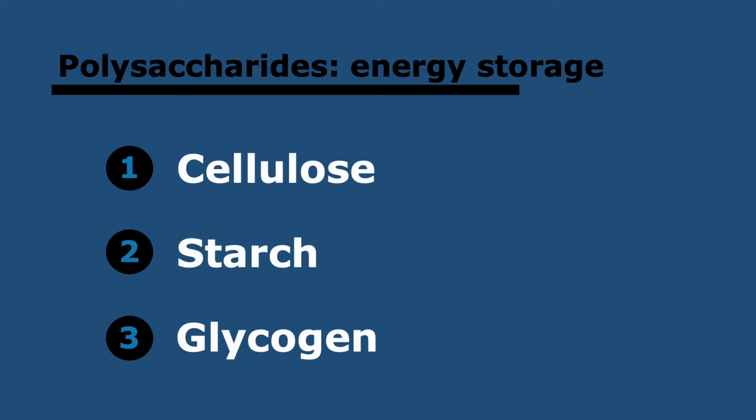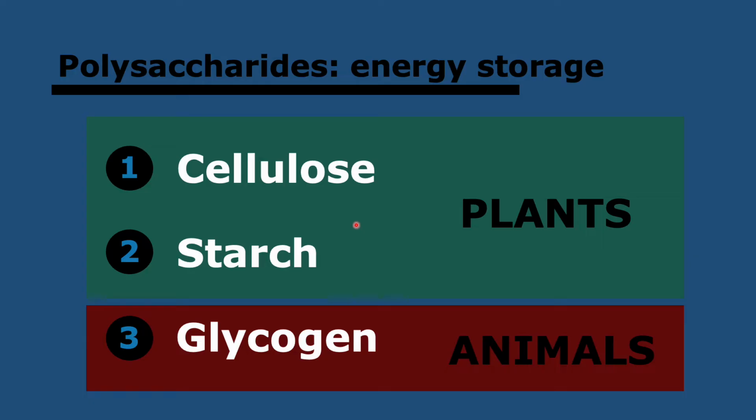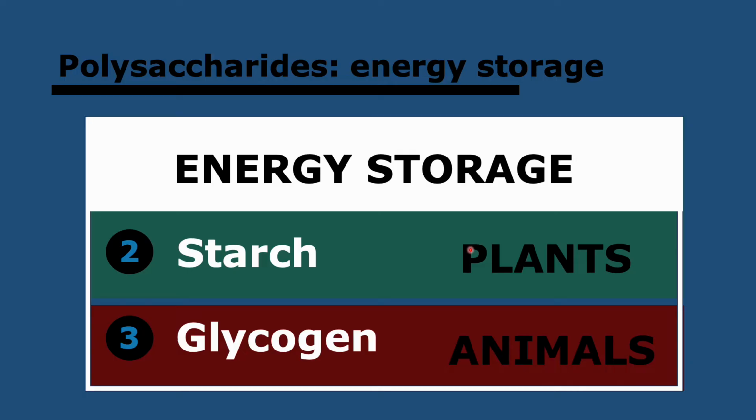Perfect. So that's a monomer, and it forms polymers, and those are the polysaccharides. So there's 3 polysaccharides: cellulose, starch, and glycogen. Now, cellulose and starch are found in plants, whereas glycogen is found in animals. So that's an important distinction. First, we're going to look at one of the main functions of polysaccharides, which is energy storage. So energy storage is only for starch and glycogen, okay? Cellulose's function is not to store energy.